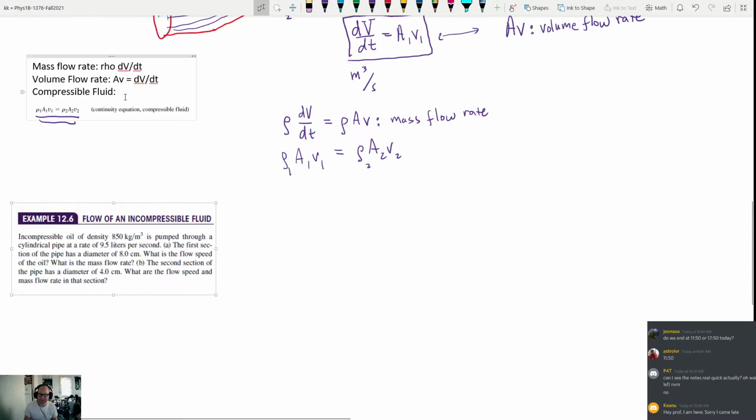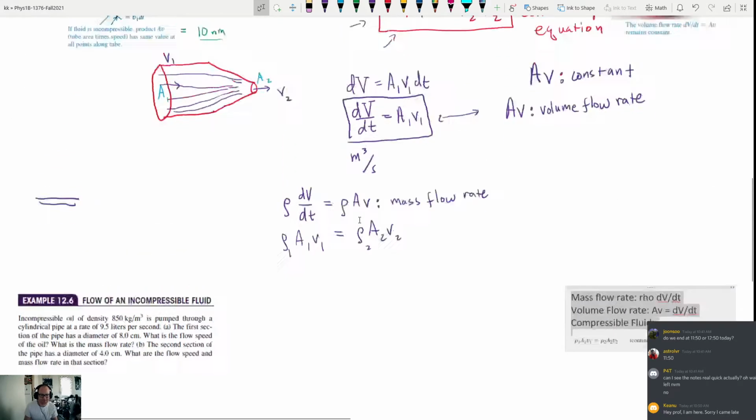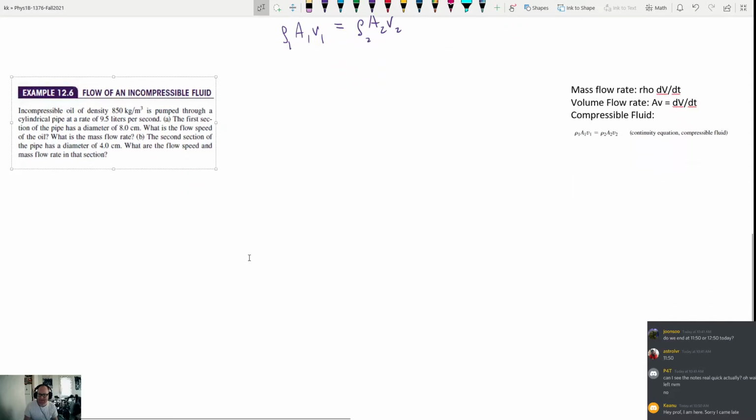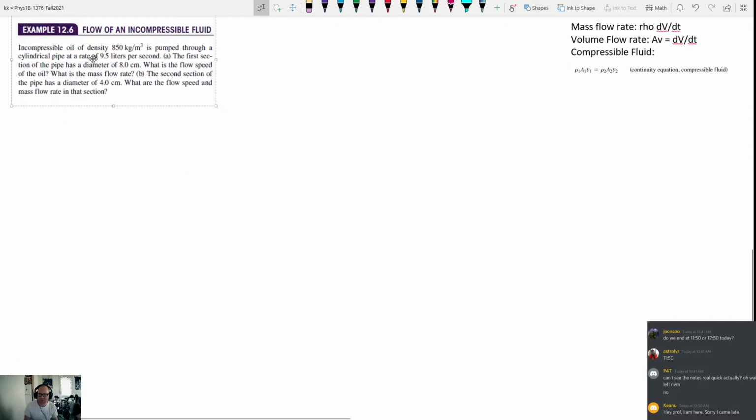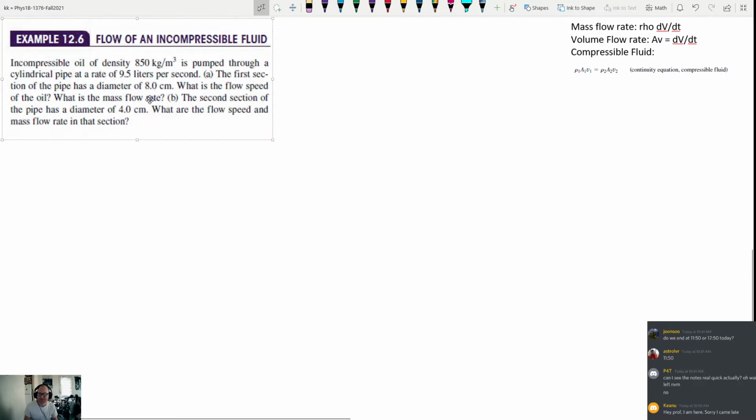Flow of an incompressible fluid. I guess we can bring this over here because we might need it. All right, so incompressible oil with a density of 850 kilograms per meter cubed is pumped through a cylindrical pipe at a rate of 9.5 liters per second. The first section of pipe has a diameter of 8 centimeters. What is the flow speed of the oil? What is the mass flow rate? The second section of the pipe has a diameter of 4 centimeters. What are the flow speed and mass flow rate in that section?